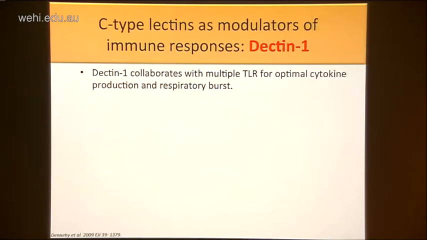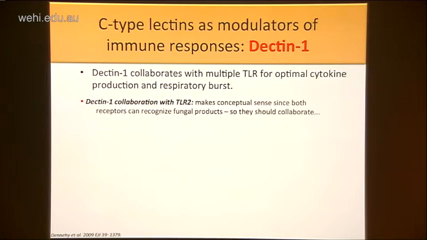Now I'm going to switch to a different kind of collaboration. And this is the collaboration that Dectin-1 has with many different TLRs for creating optimal cytokine production and a respiratory burst. But the one that I want to focus on, because it poetically makes sense to me, is its collaboration with TLR2. It's also the one that there is most information on. So it doesn't just make sense to me, but there's a lot of data on it.